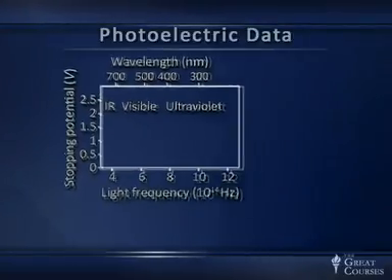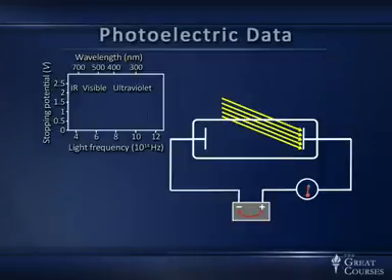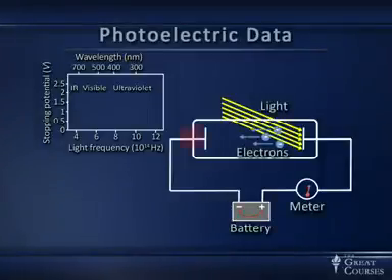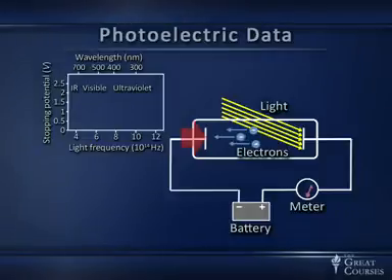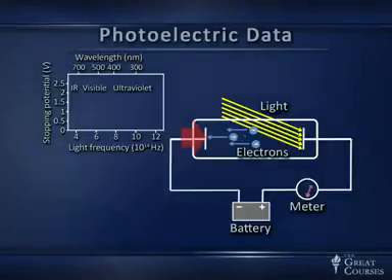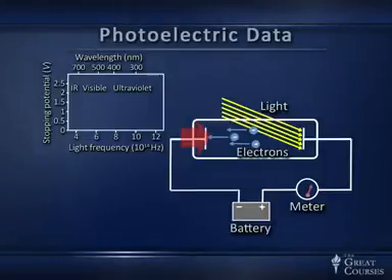And you'll notice now in the lower right diagram, I've reversed the battery. So the negative is now to the left. And that means that the left-hand electrode in that tube is going to repel the electrons that are coming out of that electrode, that are being ejected by the light. But if those electrons are ejected with enough energy, they may still be able to overcome that repulsion and make it to that electrode, and there will still be a little bit of current.